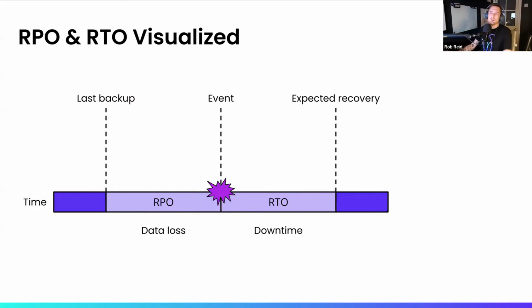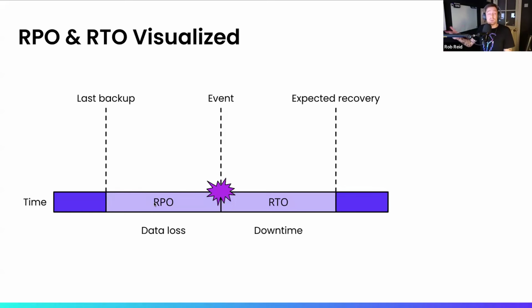This is what RPO and RTO look like in a traditional monolithic active-passive database architecture. Along the x-axis, we have time, and everything up to this point is happy. We're running happily, we're making backups, and at this point we make our last backup before we encounter an event, an outage.